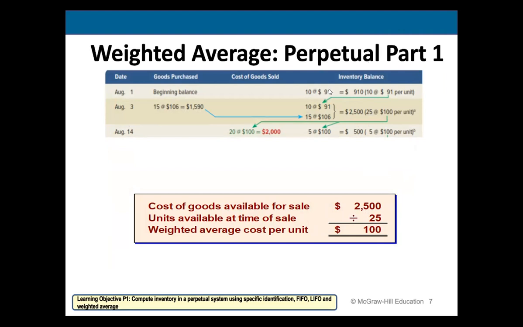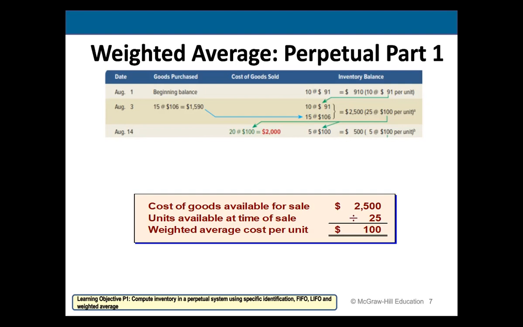So what we do with weighted average is every time we make a purchase, we recalculate our average cost. And I think all these arrows make it seem more confusing than it is. All I'm really doing is saying, well, I had $910 worth of inventory, and then I purchased $1,590 worth of inventory. So if I add 910 plus 1,590, I see that I now have $2,500 worth of inventory. And then the same thing, I had 10 units, I purchased 15 more. So now I have 25 total units. So then I just take the total cost of 2,500, divide it by 25 and say my average cost was $100 per unit.